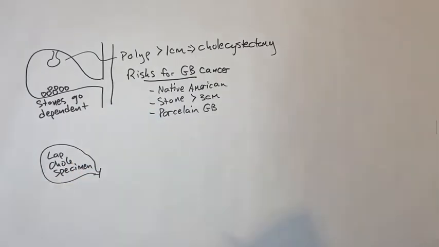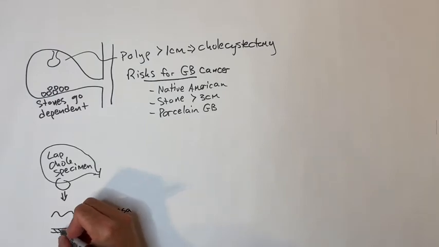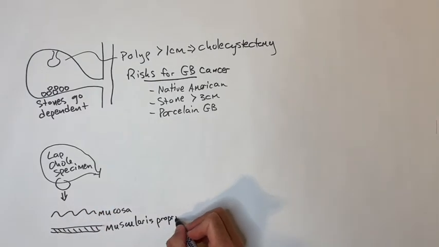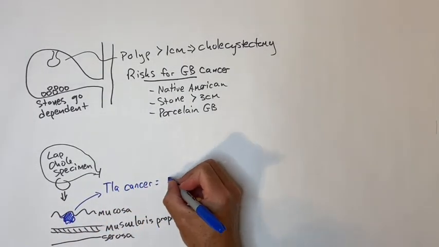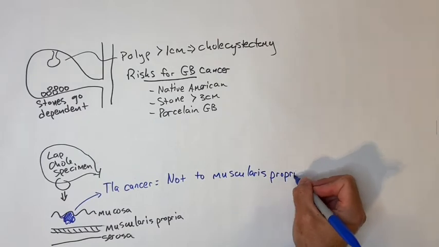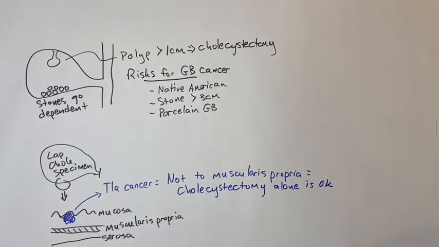If you find a gallbladder cancer incidentally after a lap chole, you do not need to do anything else if the cancer is not penetrating into the muscularis propria of the gallbladder wall. These are known as T1A gallbladder cancers. If the cystic duct margin is also negative, then the gallbladder cancer is basically treated just with the cholecystectomy and no further surgery is needed.